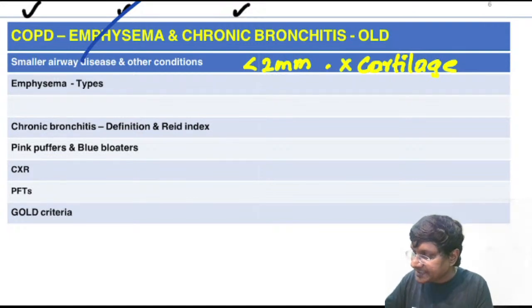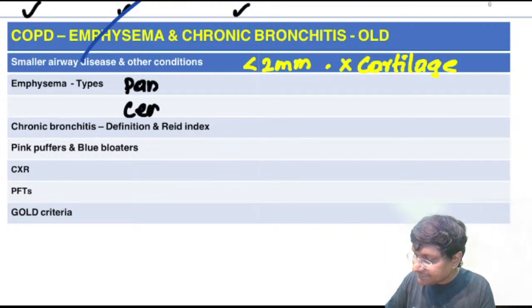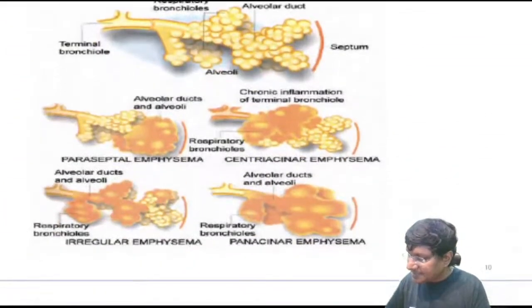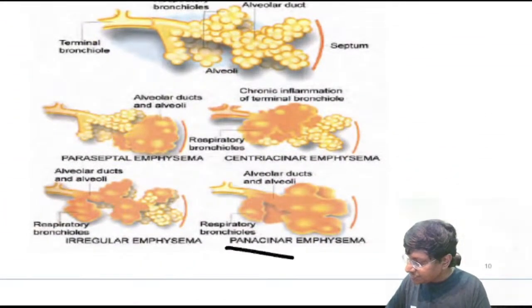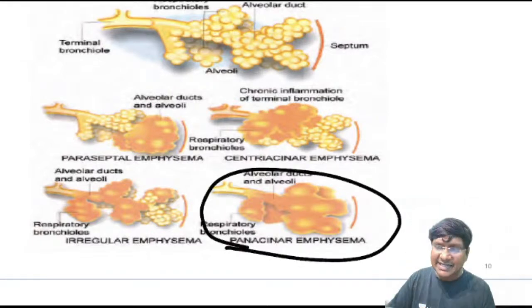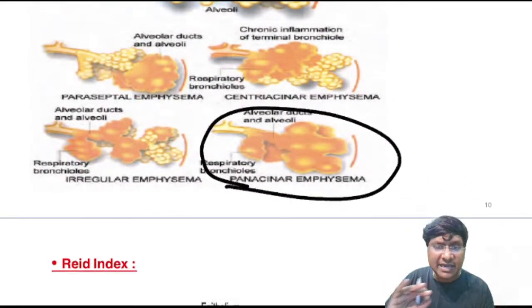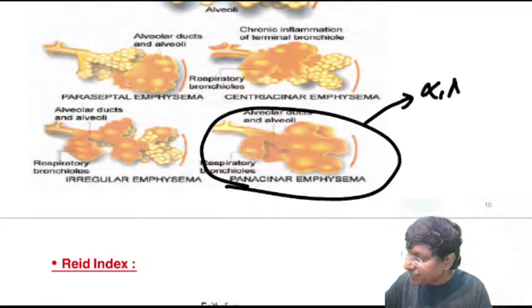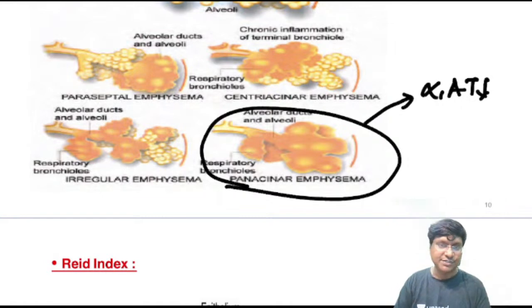Right, the subtypes of emphysema include panacinar emphysema, centriacinar emphysema, and paraseptal emphysema. So you take panacinar emphysema. The entire acinus is abnormally, irreversibly dilated. And this panacinar emphysema is mainly due to alpha-1 antitrypsin deficiency.